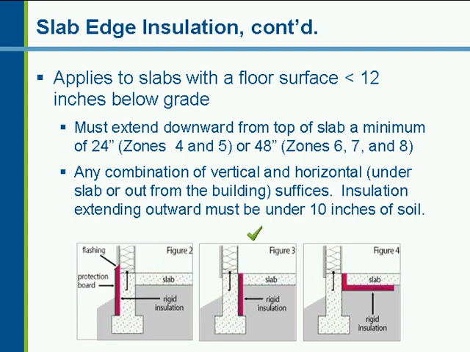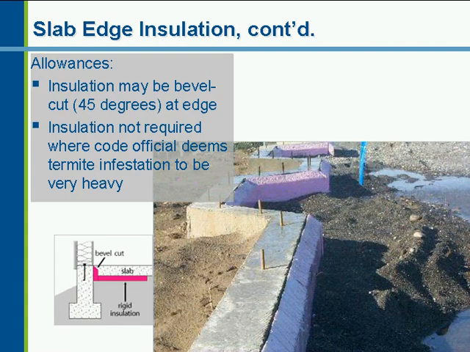If you look at that middle figure, you'll notice the insulation itself is between the slab and the stem wall, which for some people makes it problematic, difficult to attach flooring and such on the inside of the home. So there is an allowance in that case to cut the insulation at a 45-degree angle so that the concrete of the slab extends closer to the stem wall. There's also an allowance in the code for any location where the code official deems the termite infestation to be very heavy. You are completely exempted from the requirement of slab edge insulation.